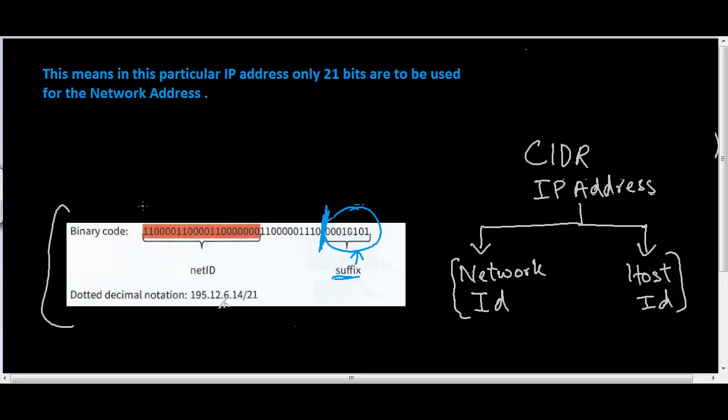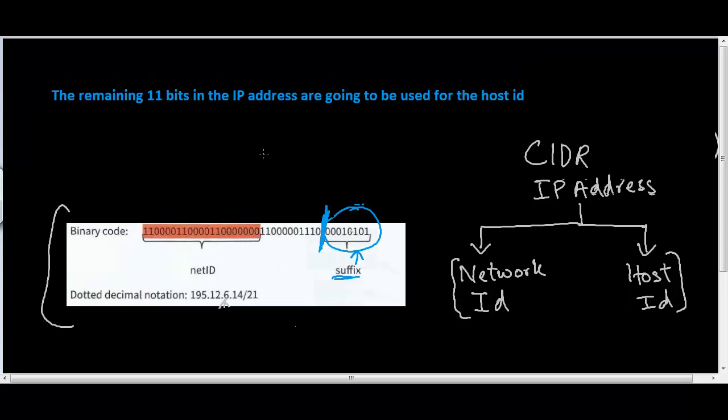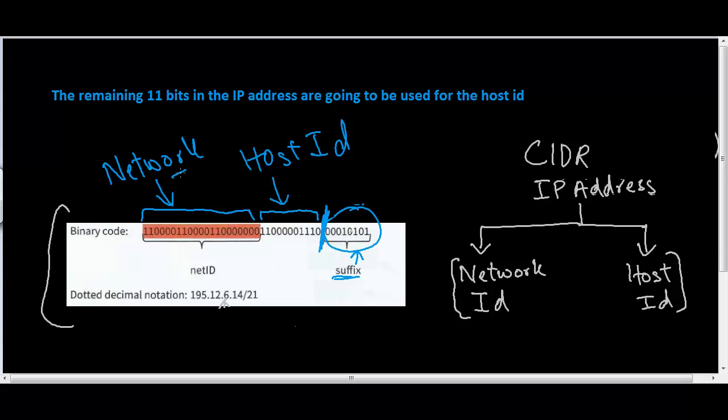This means that in this particular IP address, only 21 bits are going to be used for the network ID. Since the suffix value equals 21, only 21 bits are used for the network ID, and as you can see in this diagram, the 21 bits have been shaded in brown. This also means that the remaining 11 bits in the IP address are going to be used for the host ID. So the first 21 bits are for the network ID, and the remaining 11 bits are for the host ID.